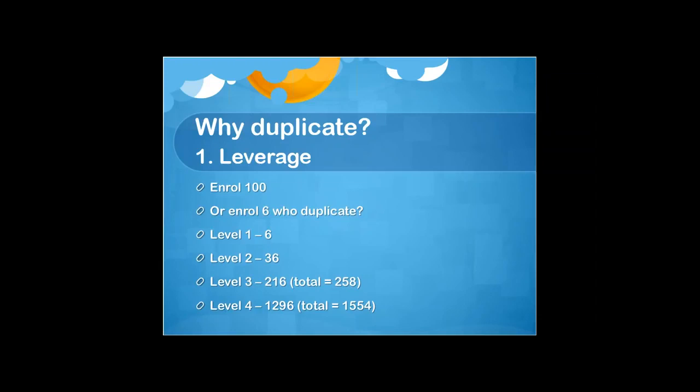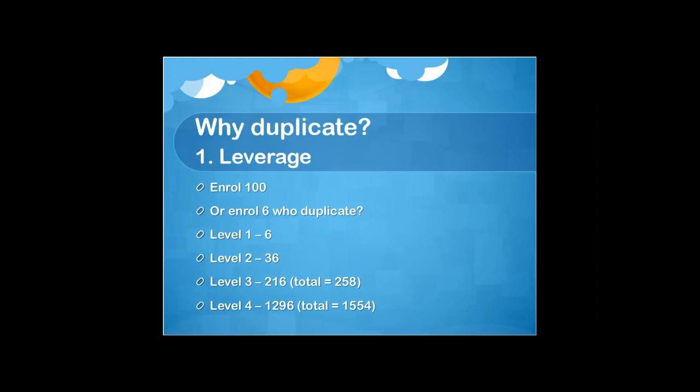Now let's compare that, and let's say that we enroll 6 and every single one of those 6 duplicate, and they duplicate again. When you're teaching people to duplicate, you're teaching them to enroll, but you're also teaching them to tap people into the system so that they enroll as well. If you enroll 6, you'll have 6 people on your level 1. If they go out and enroll 6, you'll have 36 people on your level 2. If those 36 go out and enroll 6, you'll have 216 people on your level 3.